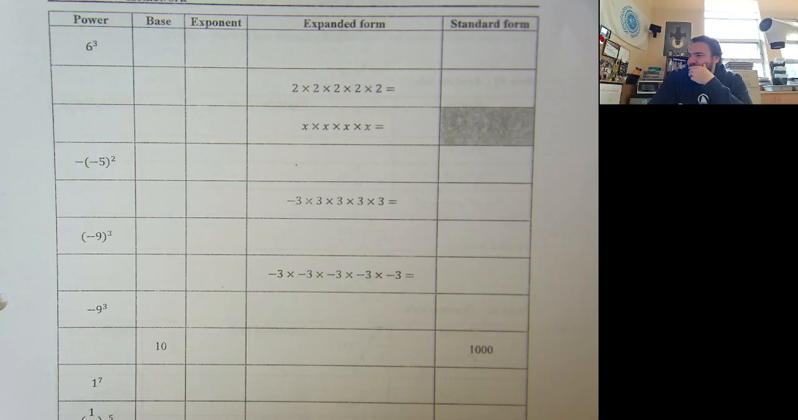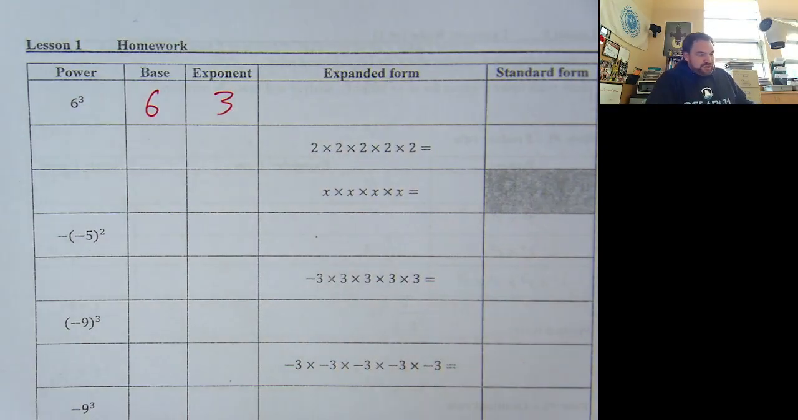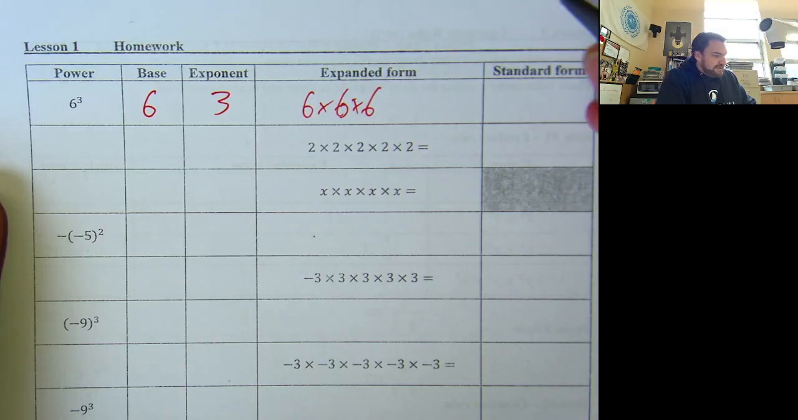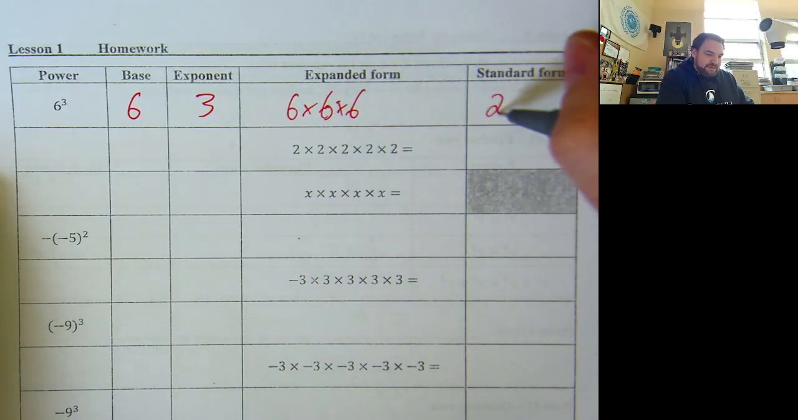Cool. The exponent is 3. So then this is going to be 6 multiplied 3 times. Standard form there, you're going to get your calculator out. 6 times 6 times 6 is 216.